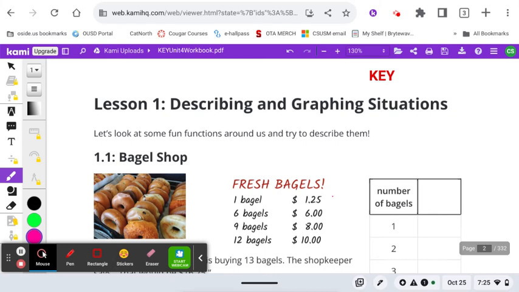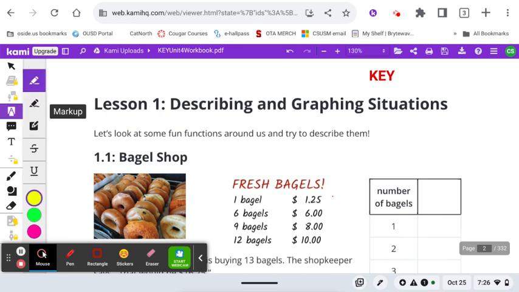This is on page 132 of your Illustrative Mathematics Algebra 1 student workbook. Please flip to page 132. Grab a highlighter. We're going to be talking about describing and graphing situations, and we're going to look at some fun functions around us to describe them.